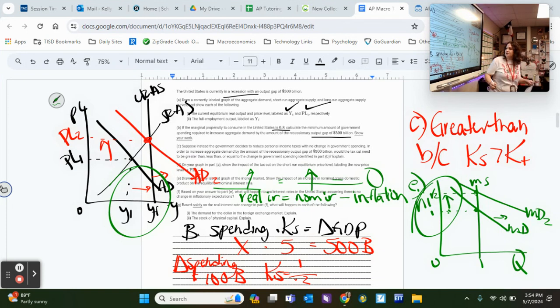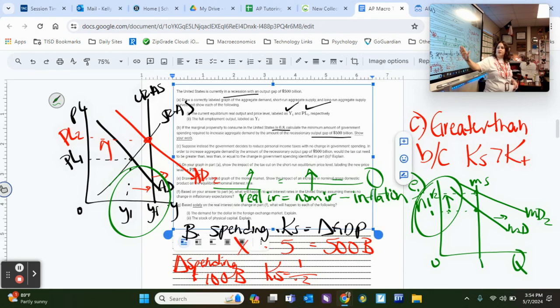It says what happens to real interest rates? They go up because nominal's going up. We just graphed that. There is no inflation. So nominal minus inflation equals real. There is no inflation, so nominal equals real, and if nominal went up, so did real.